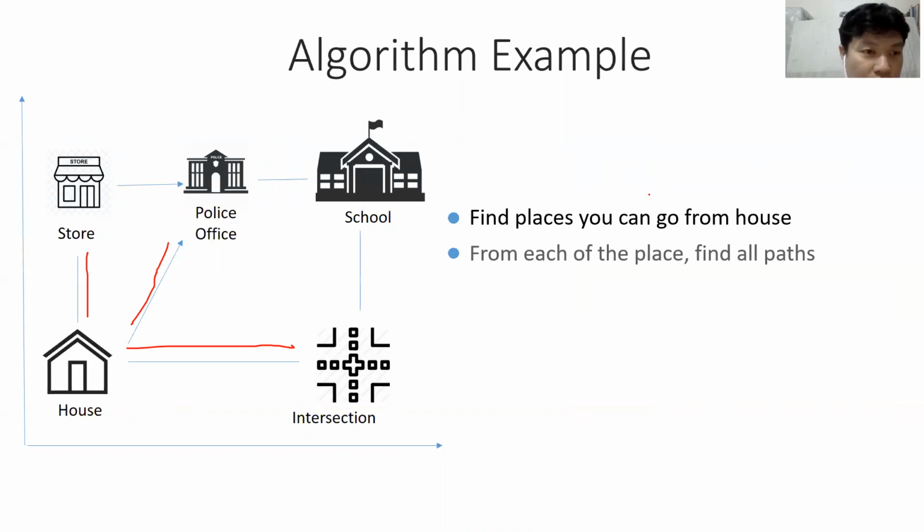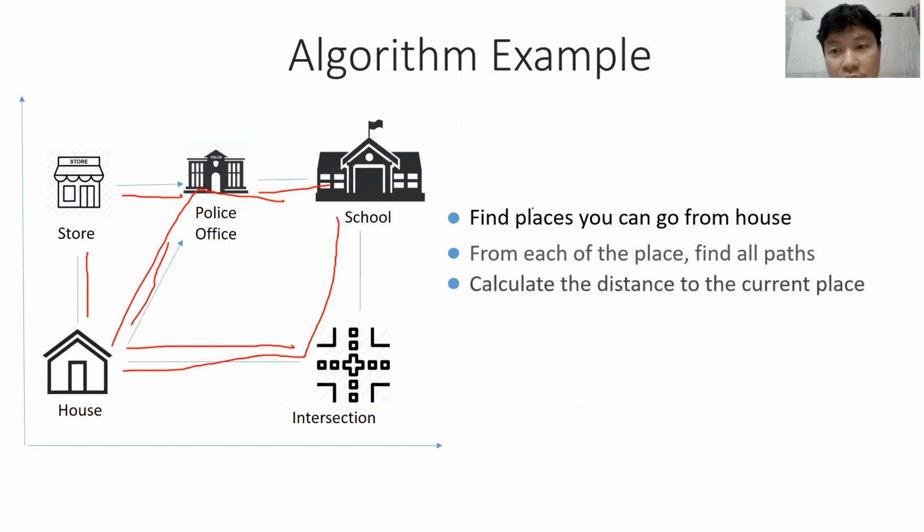If you're choosing from house, then it means you will go to store, and then you will go to police office, and then you will go to school. If you're from house and you are going to school from the police office, then it means you will use this direction. If you're from house and you are going to pass by the intersection, then it means you will go this direction.